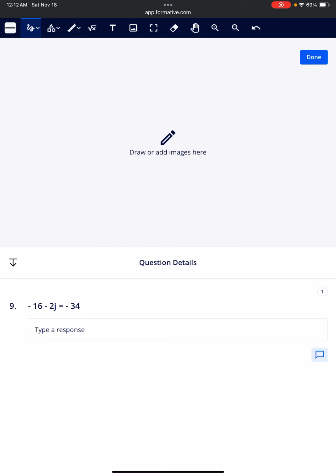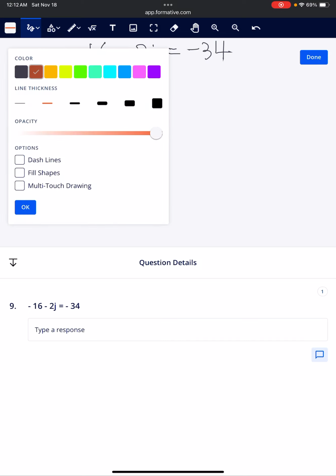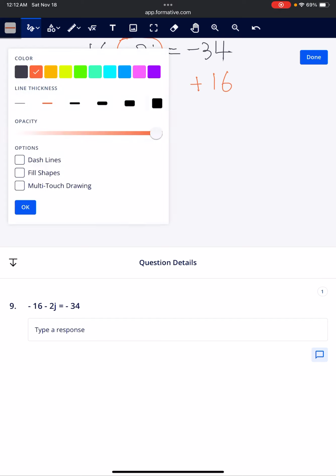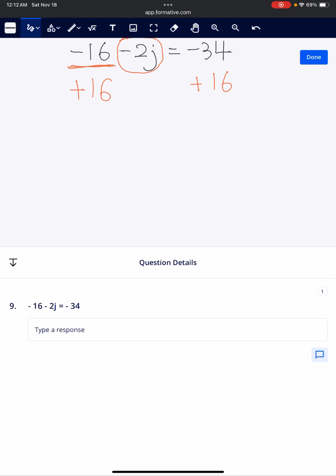So again, while I'm writing the problem, you need to try it yourself first. So we are isolating our variable. You need to get rid of negative 16. The opposite of negative is positive, so you do positive 16 on both sides. Then you'll be left with just the coefficient and its variable.